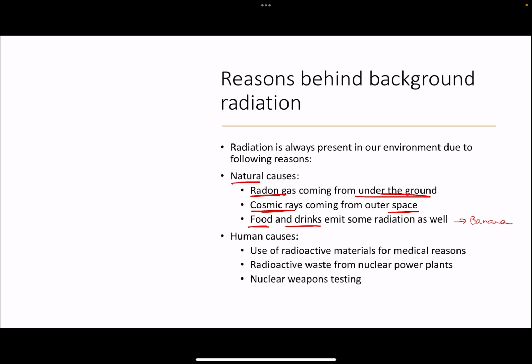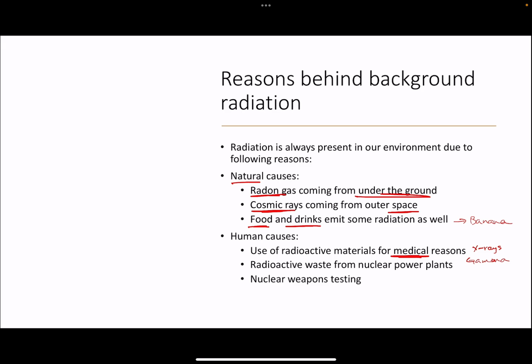Now there are also reasons which involve human activity. So one of them is medical reasons. In hospitals, we use x-rays, and we might also use gamma rays. Not only are x-rays used for producing those x-ray images for, let's say, a fractured bone or your lungs, but X-rays and gamma rays can also be used for radiotherapy, for treating cancers and killing tumors inside the body.